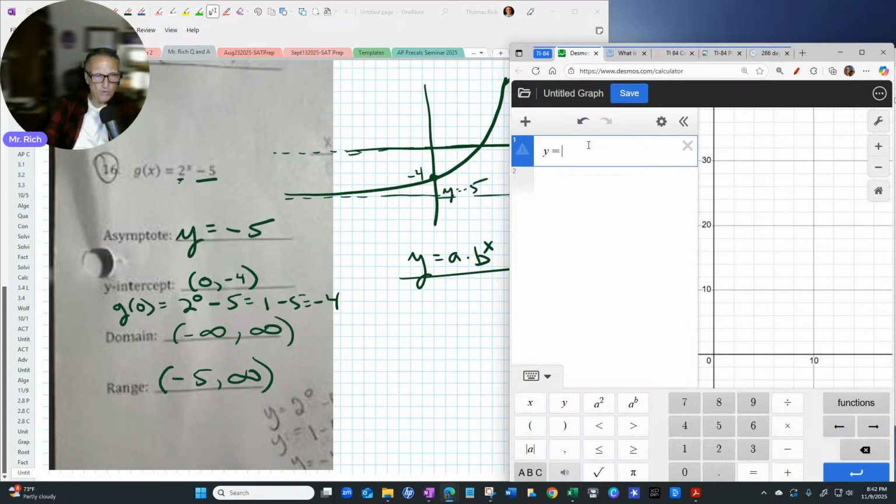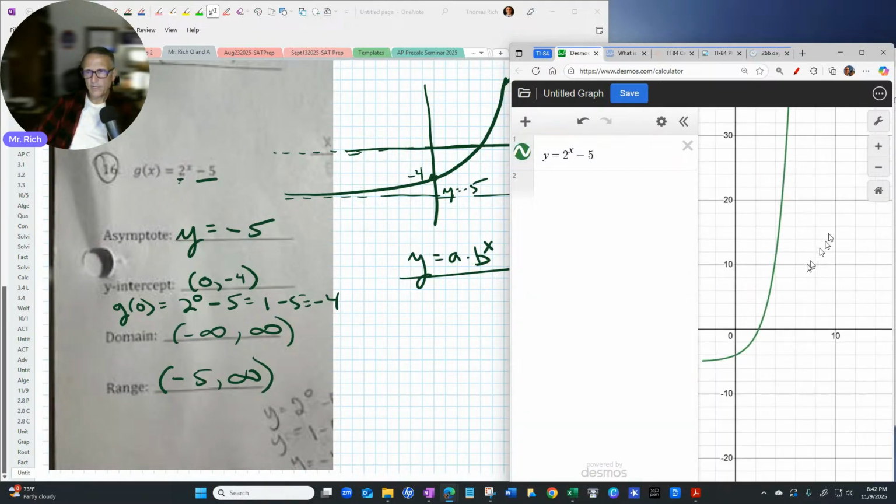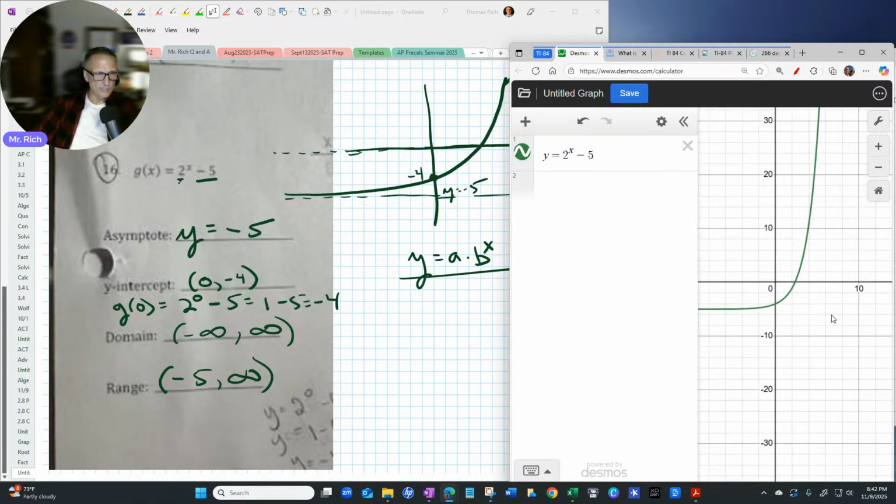And you want to graph using a tool like Desmos. You don't really want to do this on your TI-84 because it just takes too long and it's too cumbersome and it's not worth it. Here's the function that we were just considering.